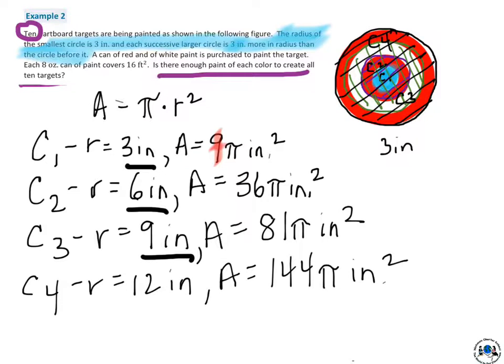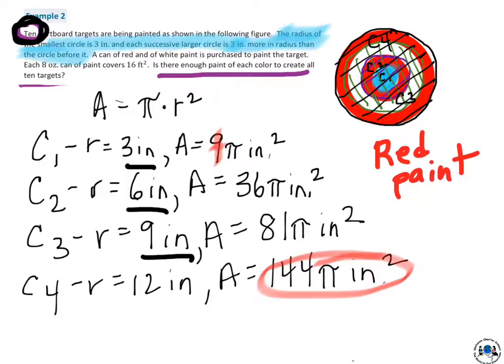So now I have all of that, and that's all I need to figure out the area of the white paint and the red paint, because we're trying to come to a conclusion as to whether there is enough paint in one can of white and one can of red to do the job. And again, the job includes, just to remember, 10 of these dartboard targets, not just one. So let's go ahead. Next we're going to look at the red paint. Let's just start with the red paint. We're going to figure out the red paint area on one target.